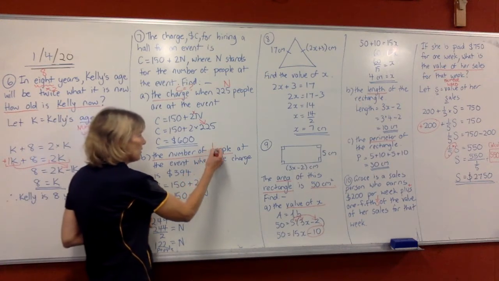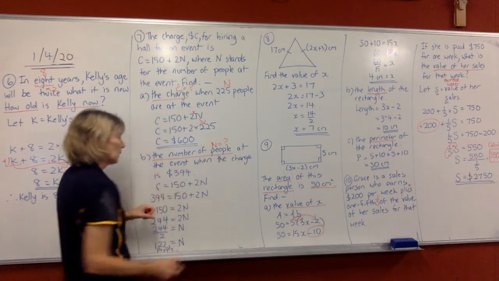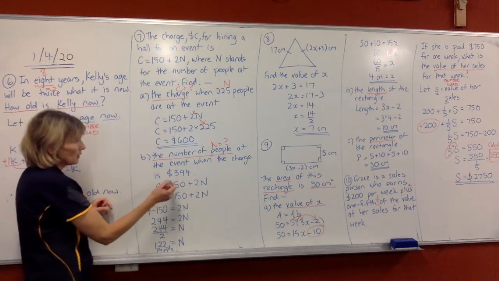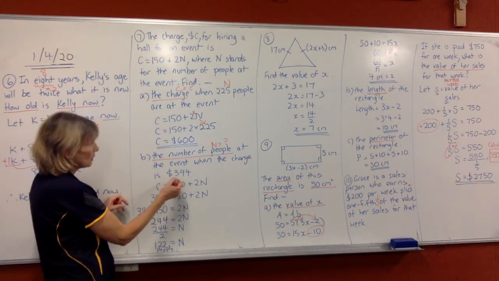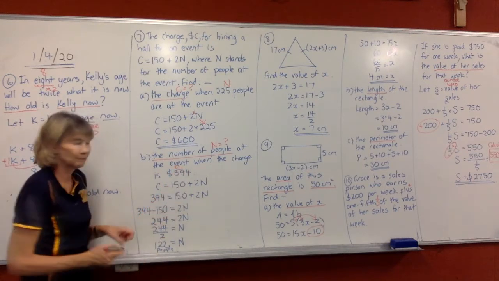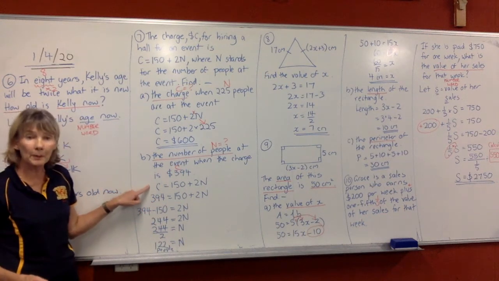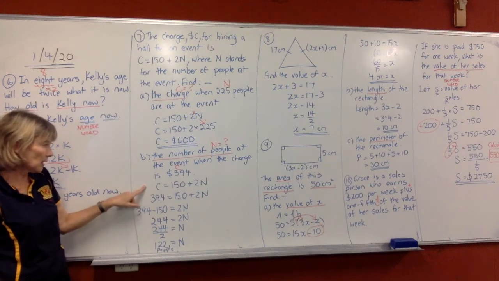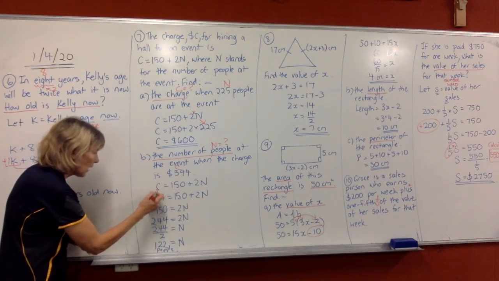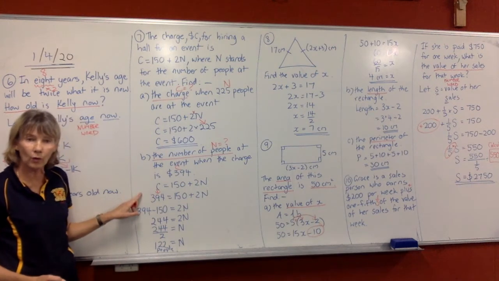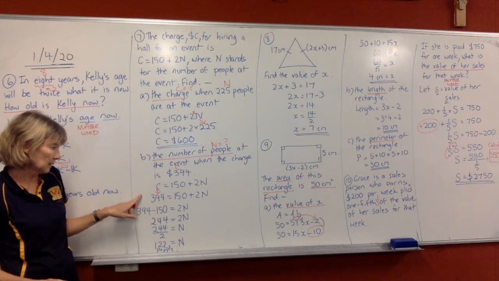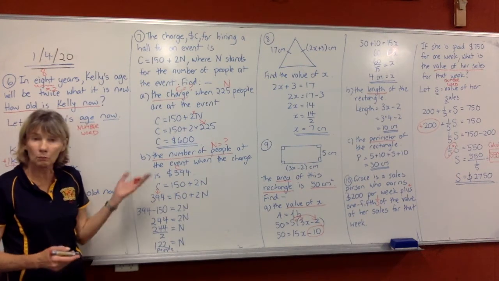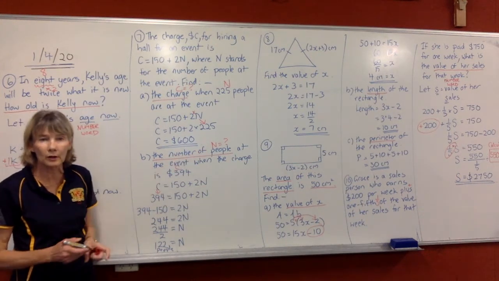Okay, for part B, they're asking for you to find the number of people at an event. So we're looking for N this time. When the charge is $394. So this is your charge. So this is representing C. So we're going to start by copying the equation down that they gave us in the first part. Then we're going to put the charge in as 394. They gave us that. So the only thing we don't know here in this equation now is N, which is what's supposed to happen because that's what we're trying to find.